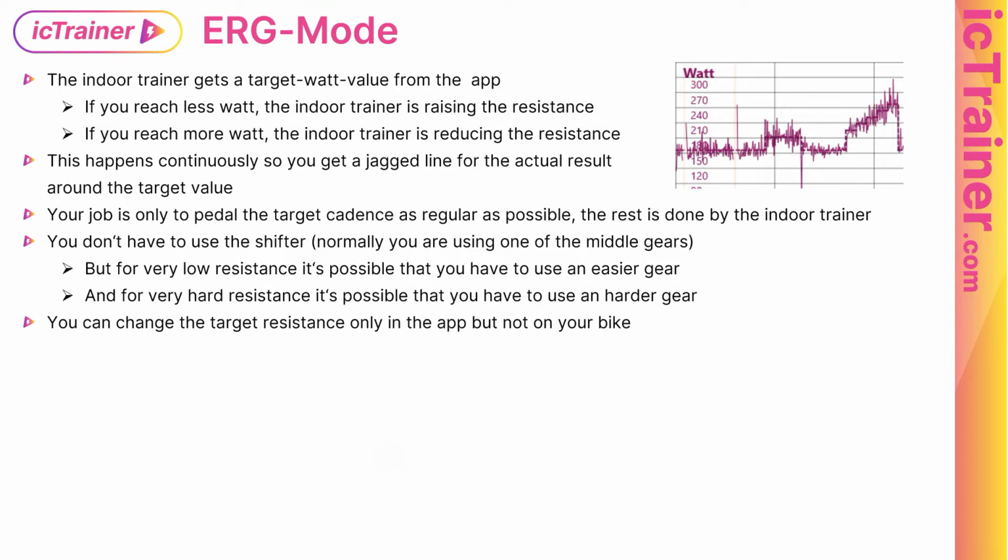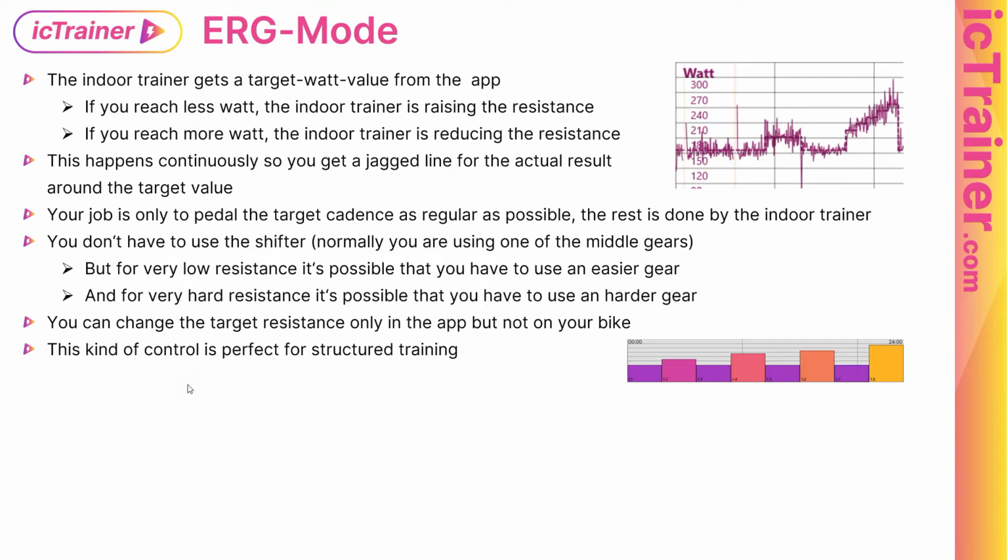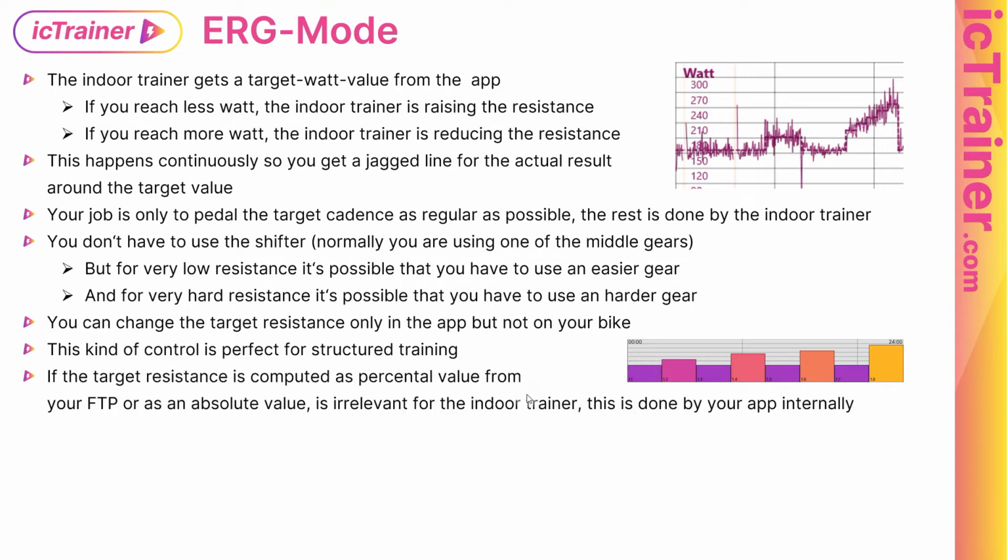So, in this ERG mode, this also means you can control the target resistance only in the app and not on your bike. And this kind of control is perfect for structured training. Here you see you have different levels of resistance. This is a low resistance, and then it gets higher and higher. And so at the end, the indoor trainer is checking that you reach all these steps.